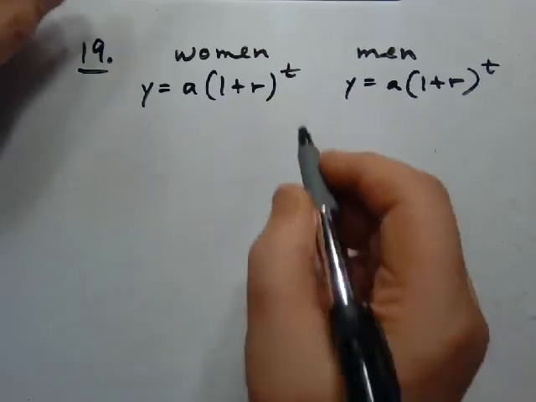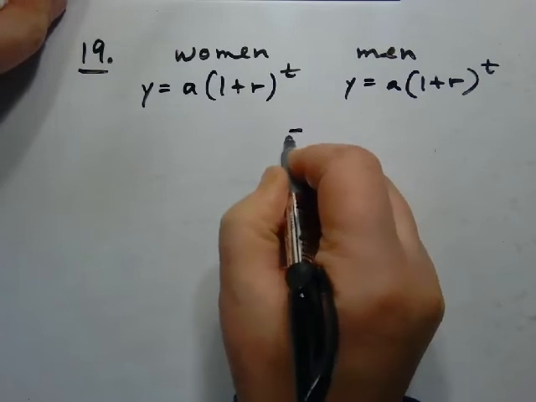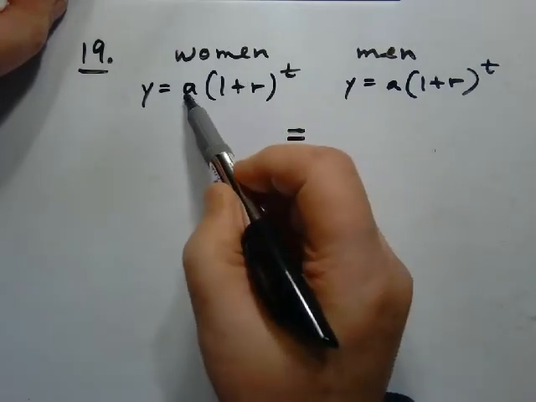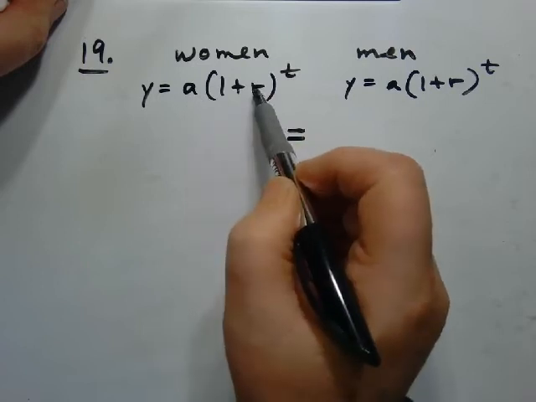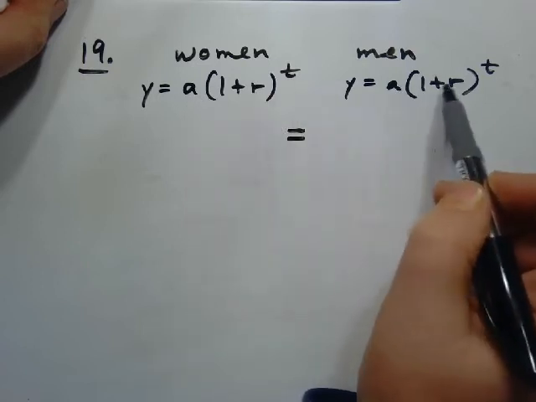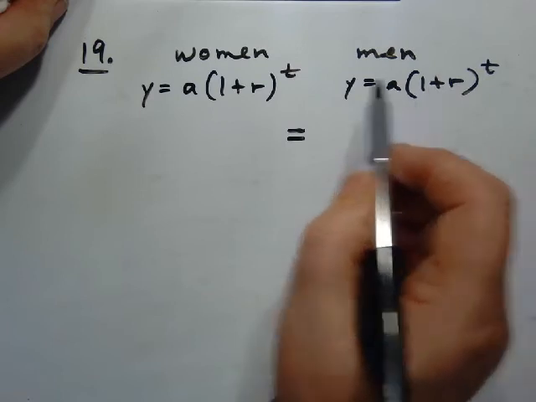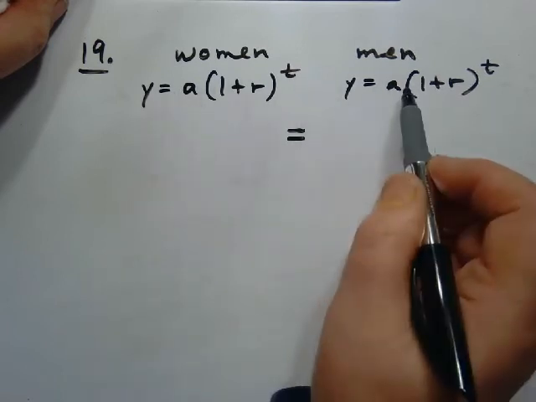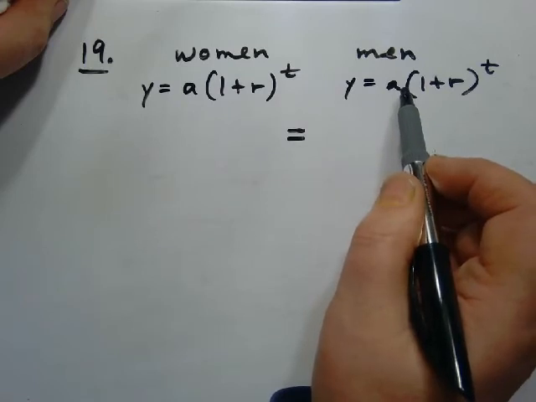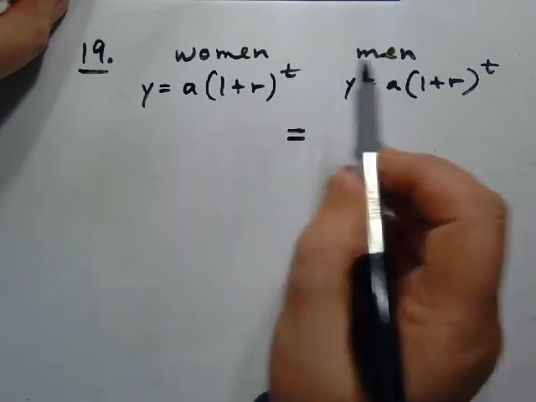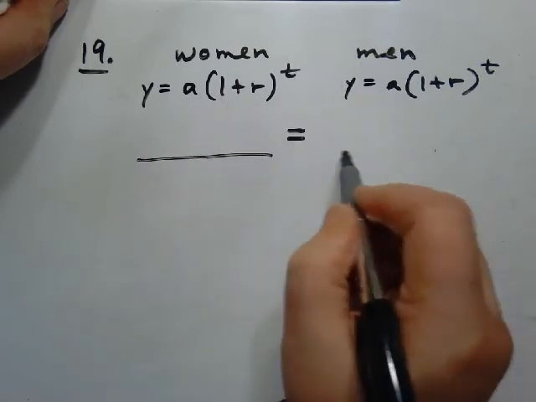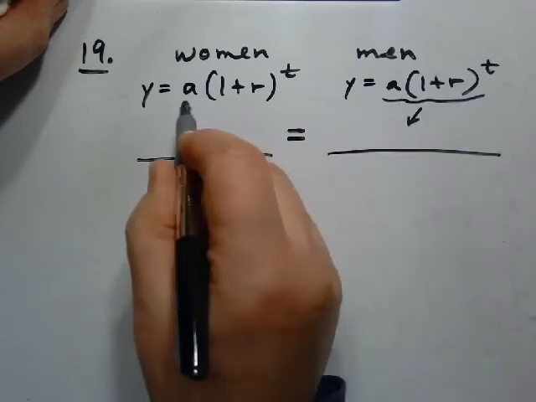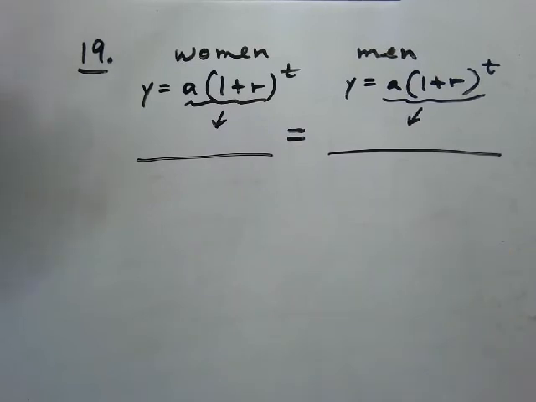But really what you need to do is set both of them up, the women's and the men's. They're going to give you an initial amount and a rate. And since they want to find out when one's going to pass the other, we're basically finding out where do they cross. So just set them equal to each other. Set this part equal to this part and solve the system.